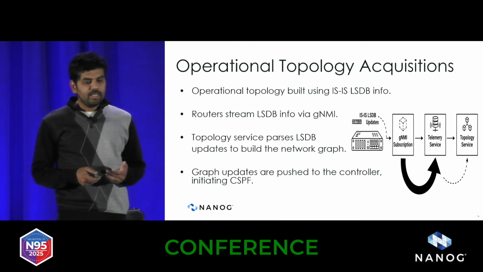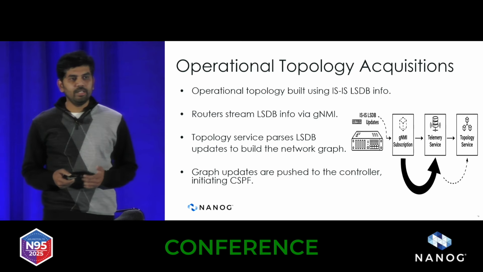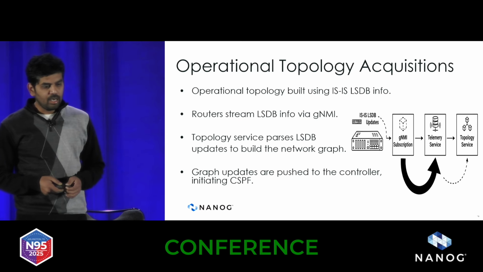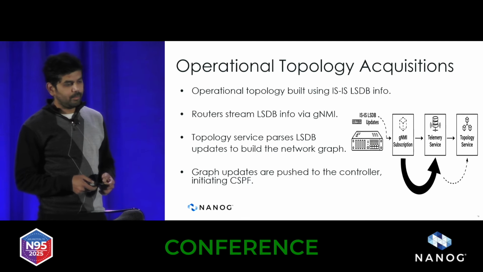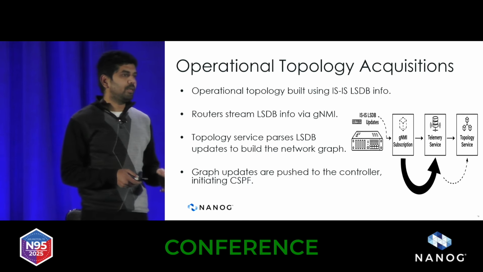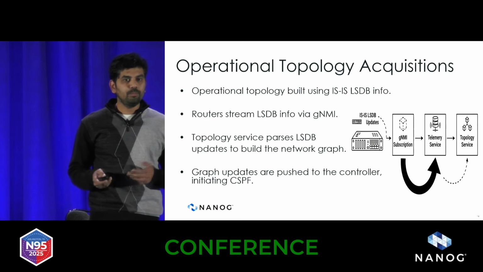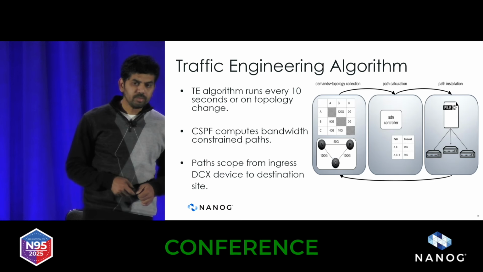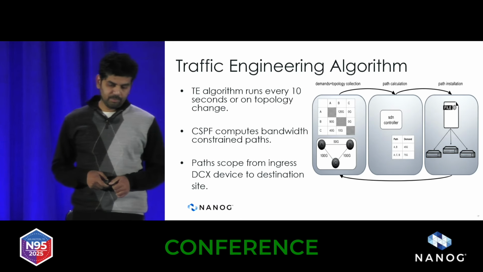The device sends GNMI updates periodically or when the topology changes. Our operational topology service consumes these LSDB updates and converts them into an operational network graph, which is then used in our path calculation. Now let's take a deep dive into the core algorithm.